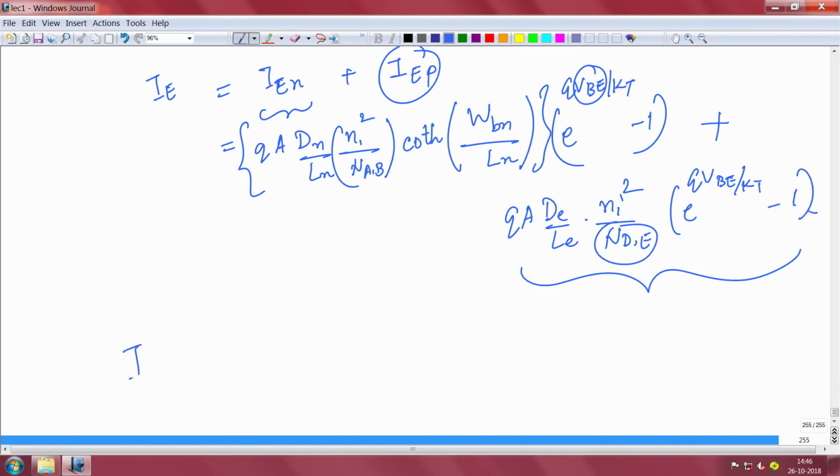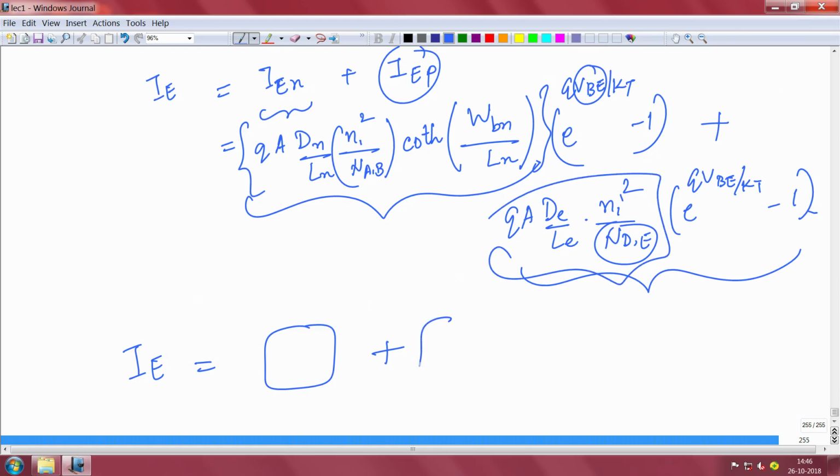So I can write the emitter current as this quantity plus that quantity, the whole thing into exponential of QVBE by KT minus 1. That is what it will come to be.